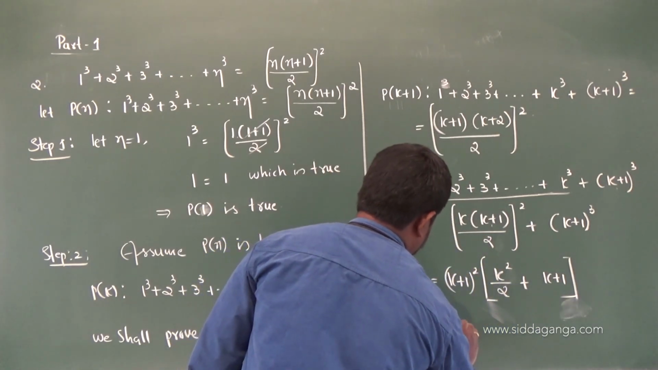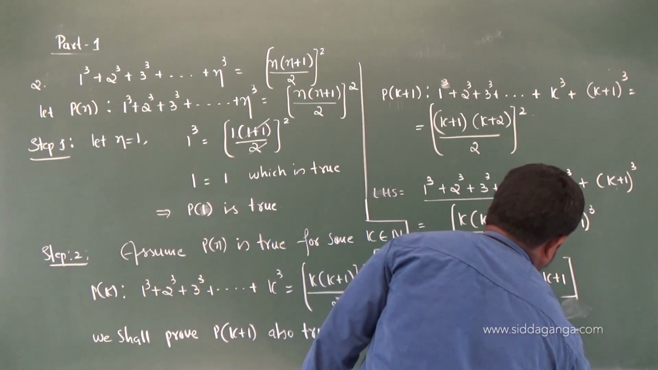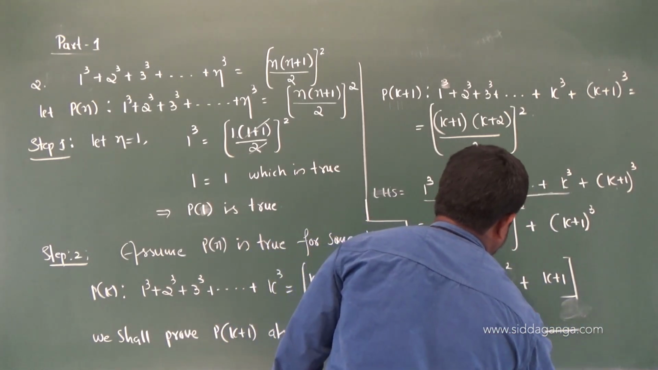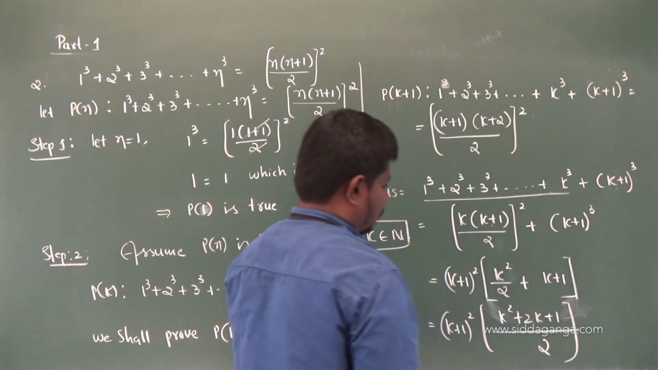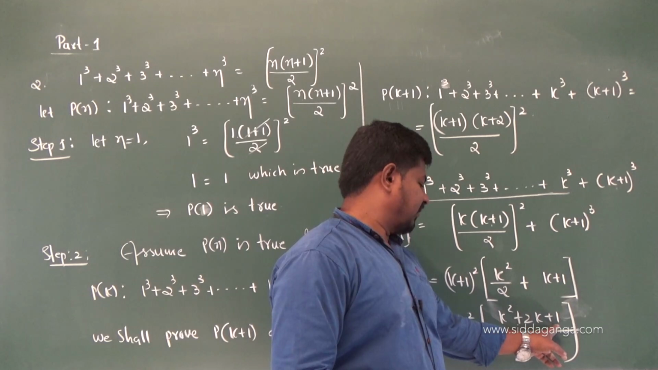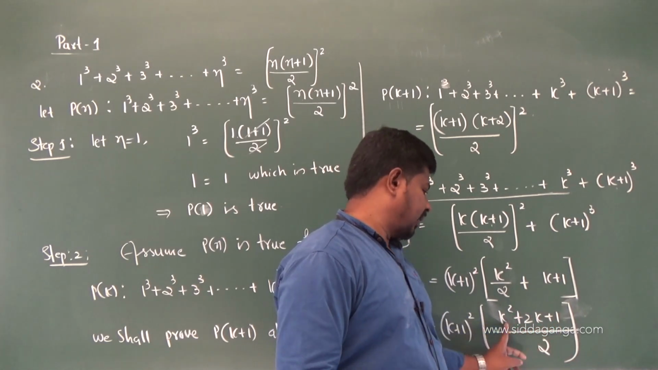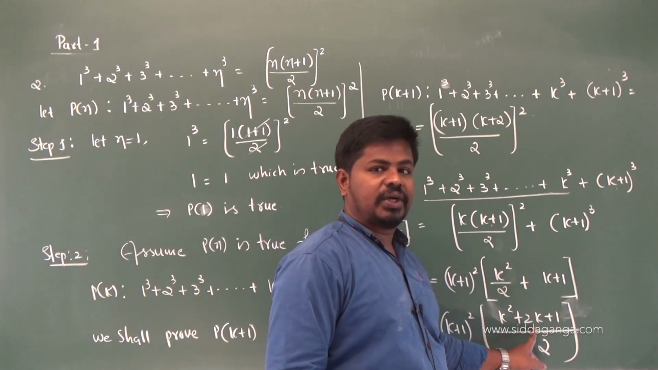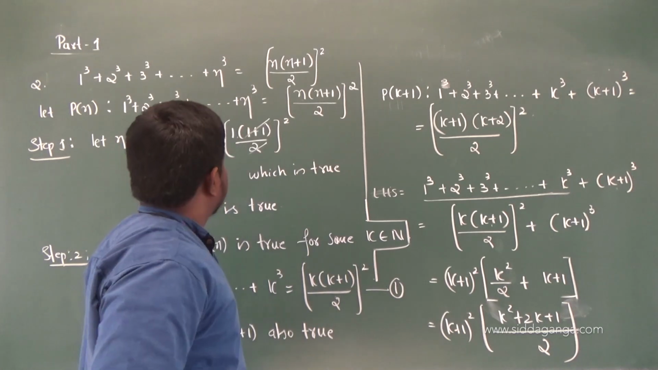Now (k plus 1) whole square, 2 is the LCM: k square plus 2k plus 1. So k square plus 2k plus 1 is of the type a square plus b square plus 2ab. Here b is 1, so a square plus 1 square plus 2 into 1 into k, that is what? (k plus 1) whole square, right?